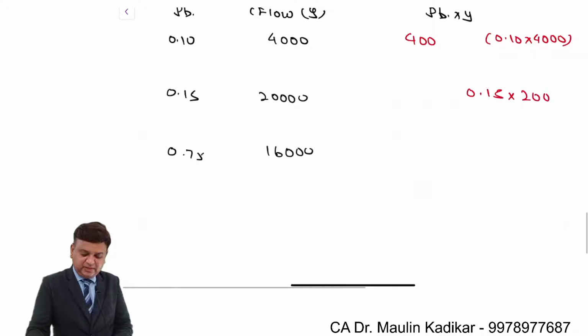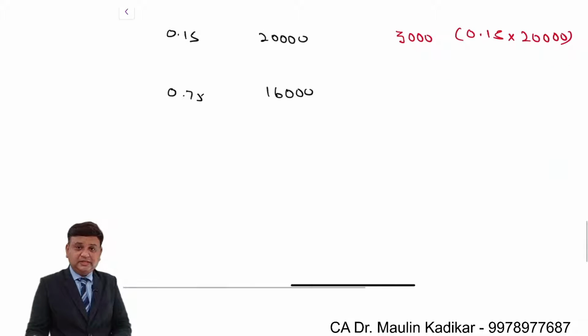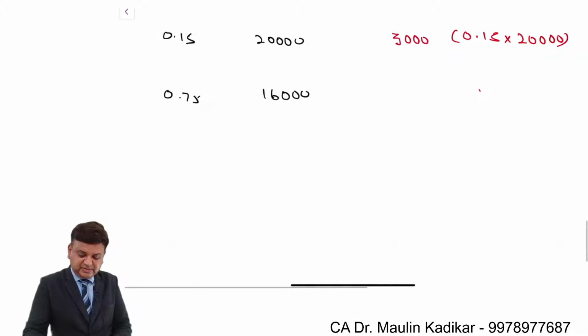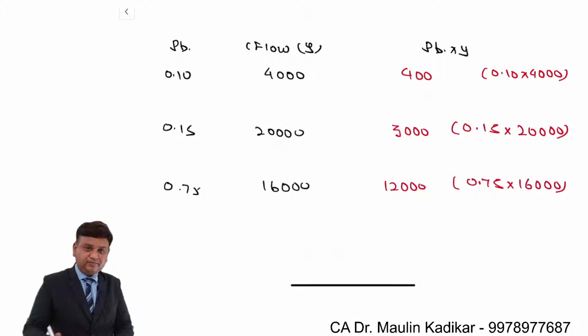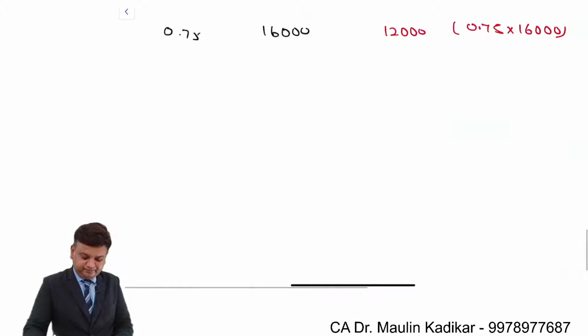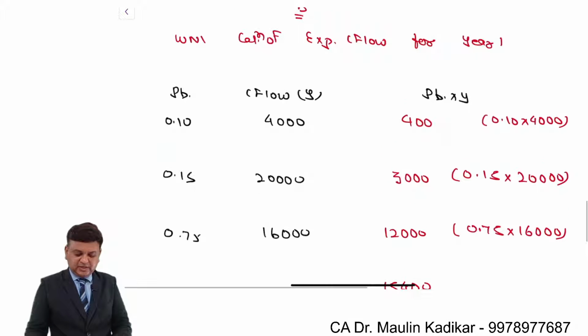15% chances it will be 20,000. So it will be 3,000. 75% chances it will be 16,000. So it will be 12,000. 400 plus 3,000 plus 12,000 is 15,400. This is the end of year 1.